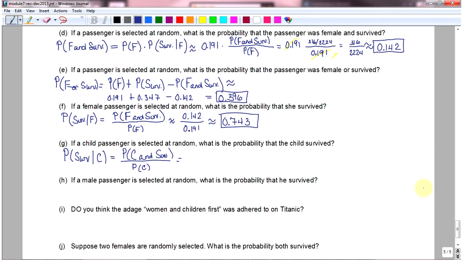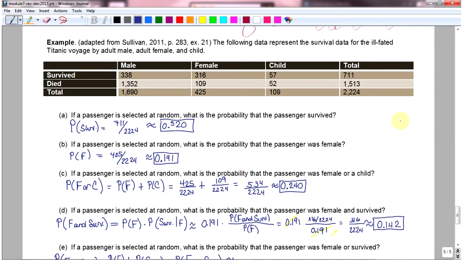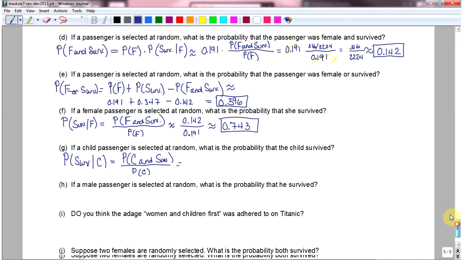Okay, well if we look at our table, the probability that it was a child who survived was 57 out of our 2224, divided by the probability that they were a child. Well, 109 of the 2224 passengers were children. So when we simplify this, we end up with 57 divided by 109. So if you approximate that, you end up with 0.523.